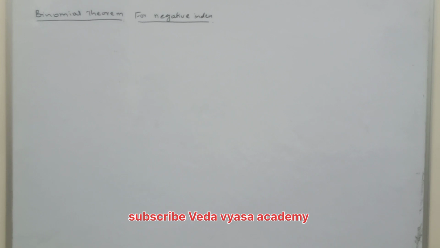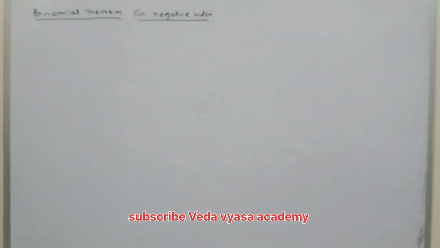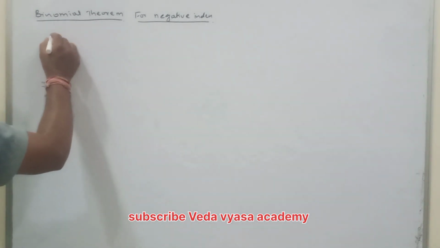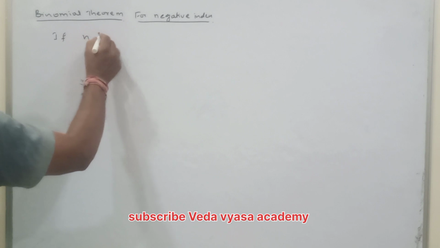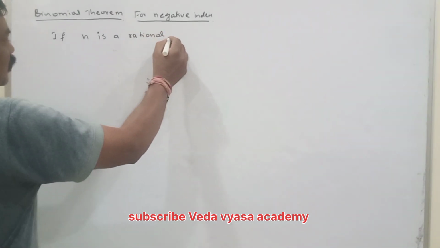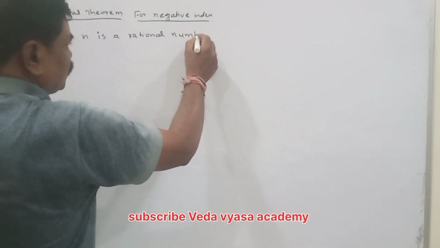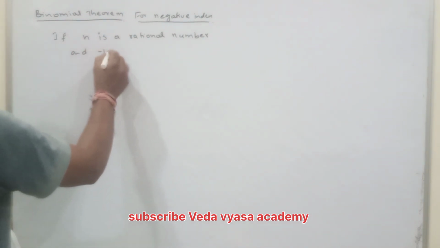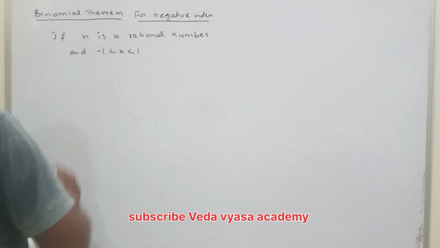Now we are going to discuss binomial theorem for negative index. Binomial theorem for negative index. So, if n is a rational number, and also minus 1 is less than x is less than 1.